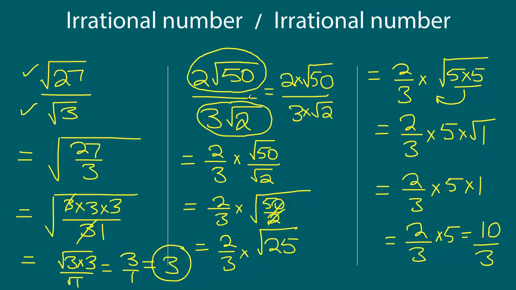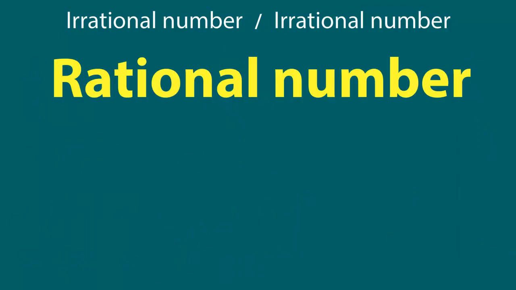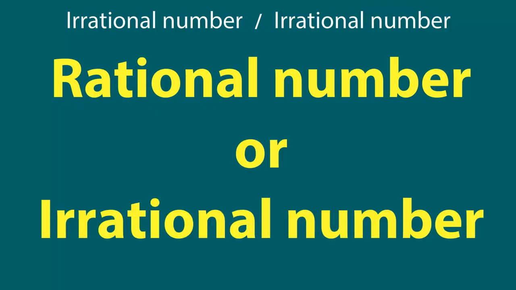So what happened was we took two irrational numbers, we divided one by the other, and our answer is 10 by 3. Is 10 by 3 an irrational number? Of course not. 10 by 3 is a rational number. So this is a rational number. This is another rational number. So really, what can we say? What is happening here? So what we can say is that when we divide one irrational number by another irrational number, sometimes we may get a rational number and sometimes we may get an irrational number.